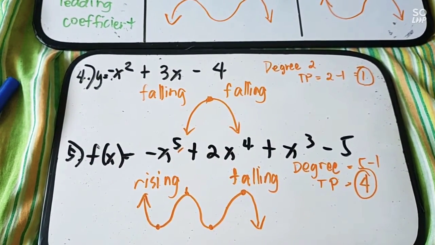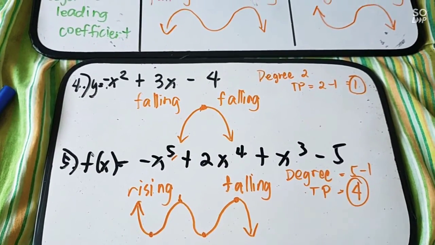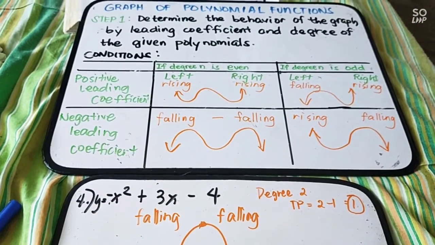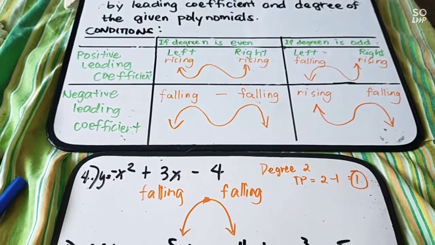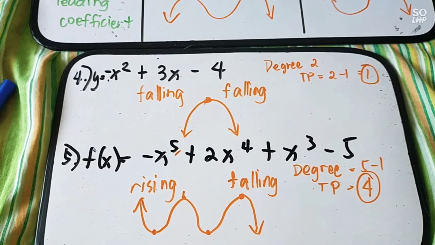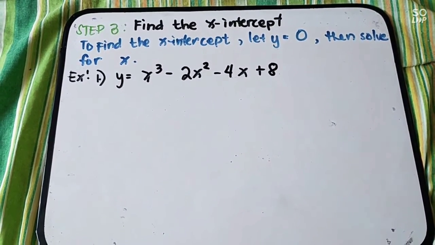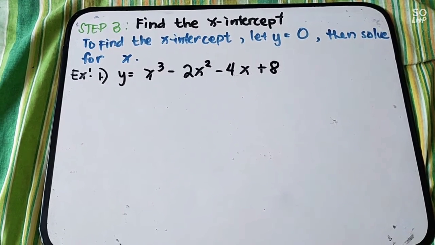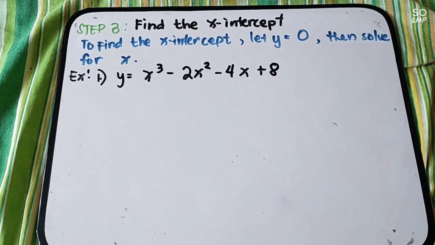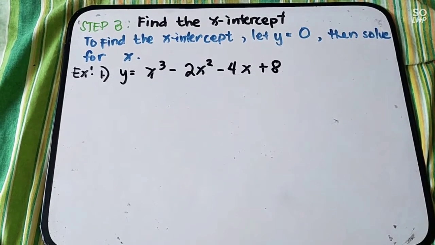So, that is step 1 and step 2. Now, let's move on to step 3. I hope you understand step 1, which is determining the behavior, and step 2, determining the turning points. Okay? Let's move on to step 3 and 4. Step 3: we are going to find the x-intercept. Again, step 1, determine the behavior. Step 2, the turning points. And then step 3, find the x-intercept.